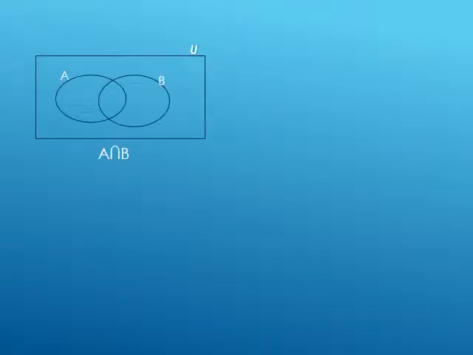Next Venn diagram and its set notation is A intersection B. It means that what they share the area, both sets A and B. And this is the shared area where they overlapped each other. So shade this area.